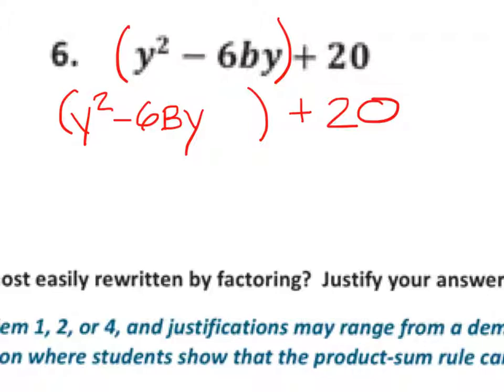You need to find half of 6b. What is half of 6b? 3b, yes. What is the quantity squared of 3b? 3 times 3 is 9. But what's b squared?